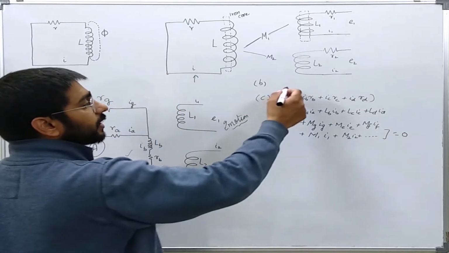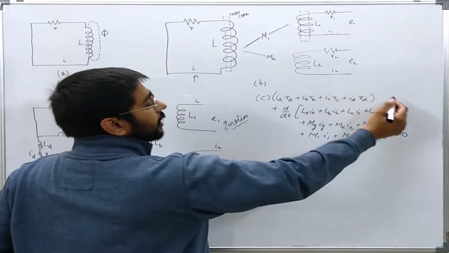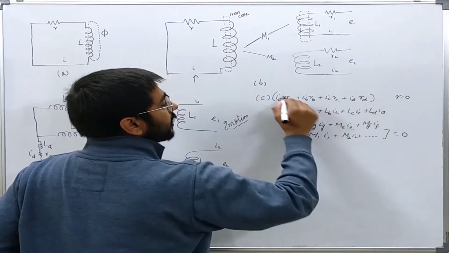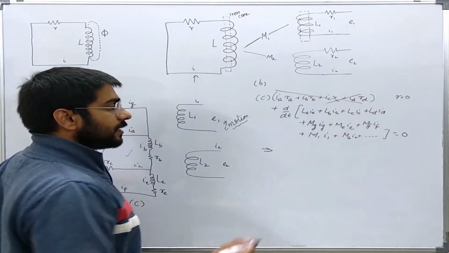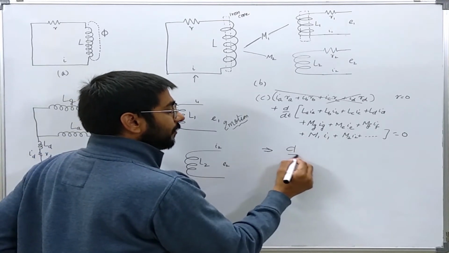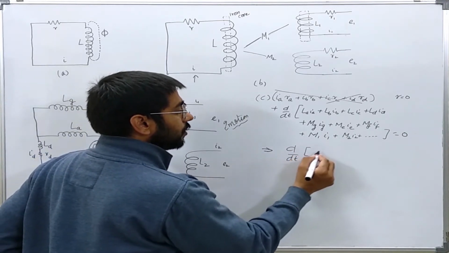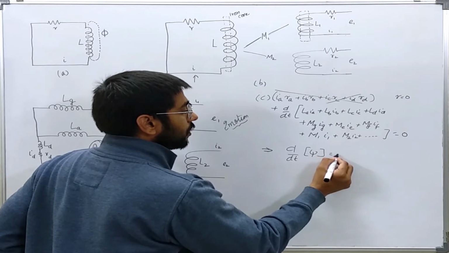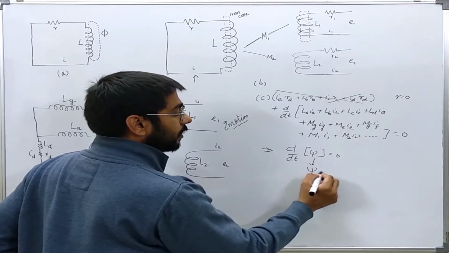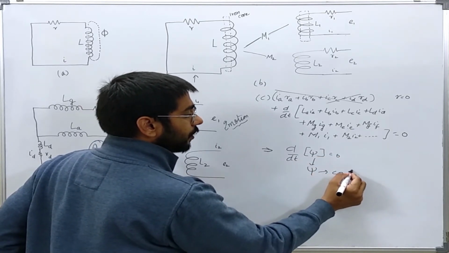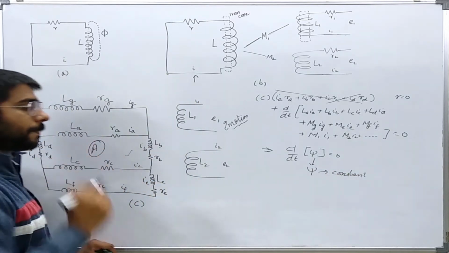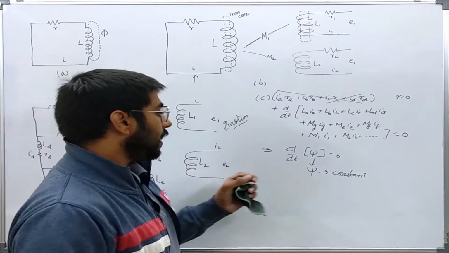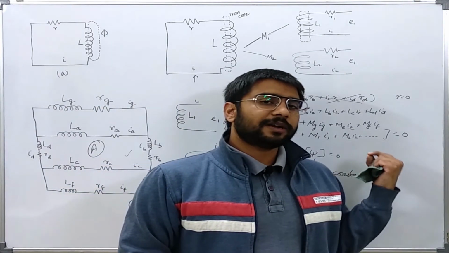Now if I further assume that R is equal to 0, then this term is equal to 0. So what does it say? It says that the total flux linkages are constant for this closed circuit.